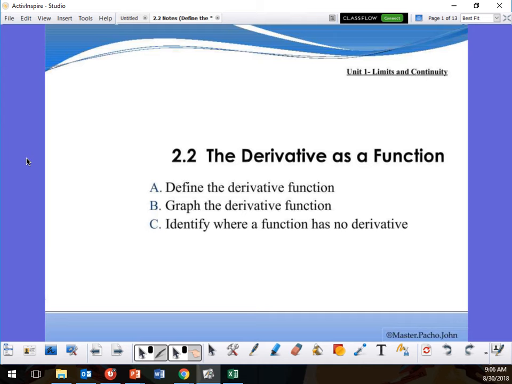At a kink. Where else? A point to point, right? The kink, point to point. What else? Where it's not continuous. Very good. It's also not continuous. So I need it to be continuous. That's the reason why we've been talking about continuity in the first unit.